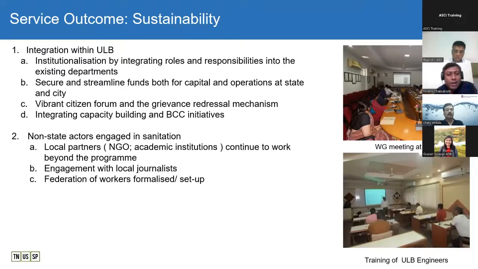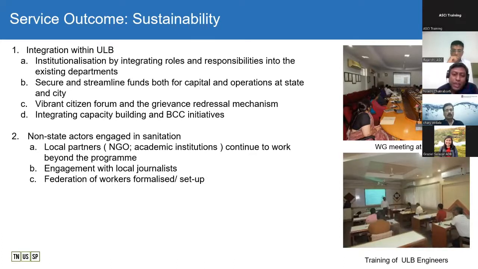Apart from the ULB side, we have also started working with the citizen forum in the city, so that the grievance redressal system can be strengthened, and citizens can start demanding proper services. And of course, integrating capacity building, BCC initiatives, etc. is very important and going in parallel with all the interventions, looking forward to sustainability.